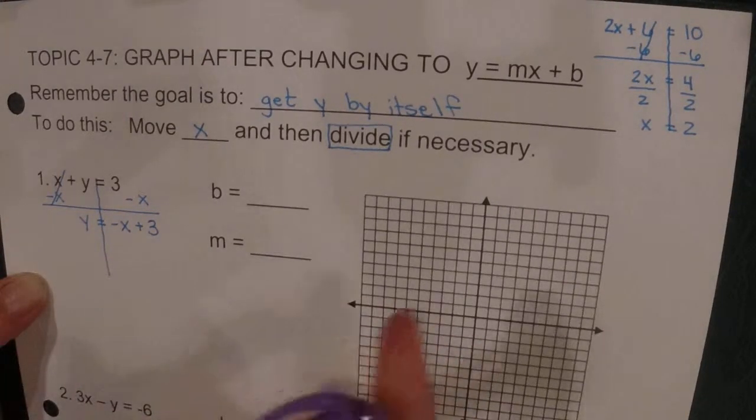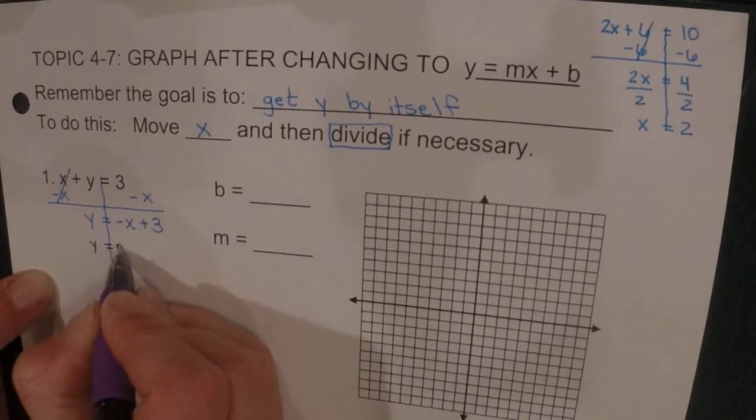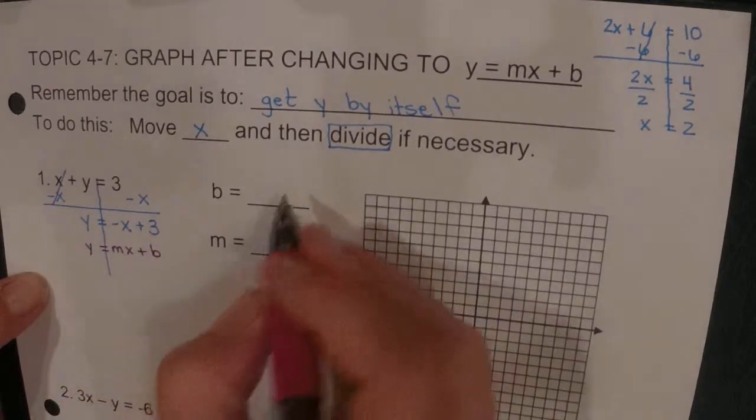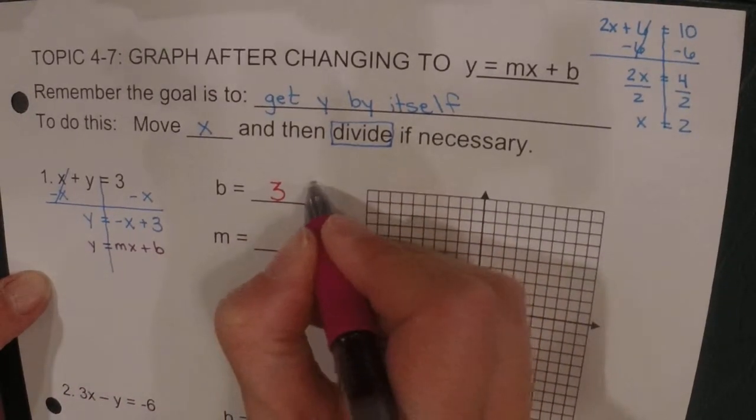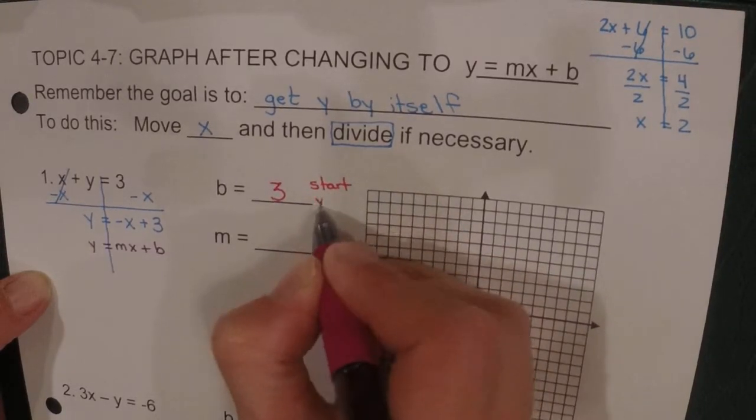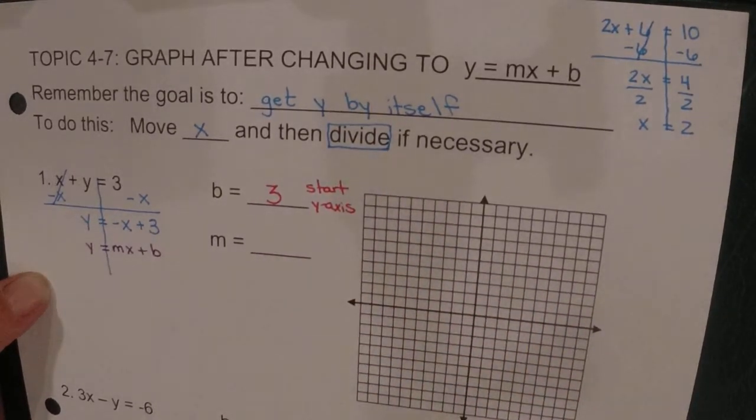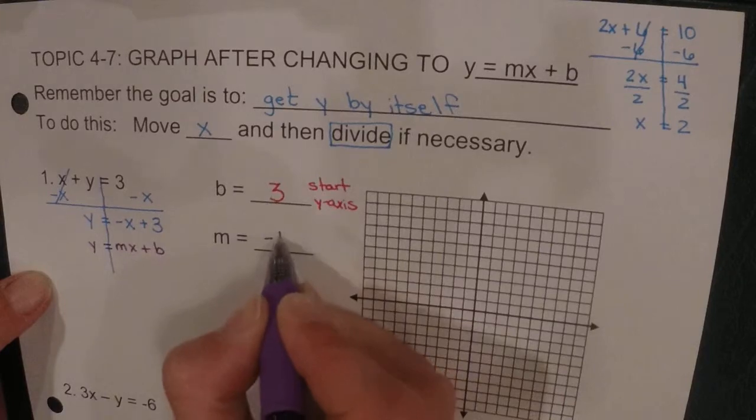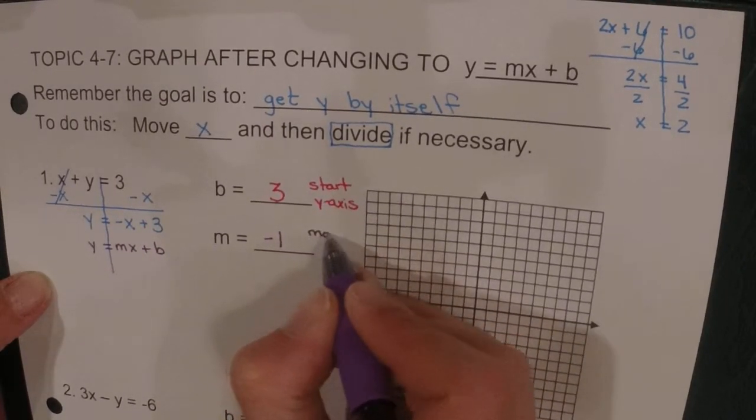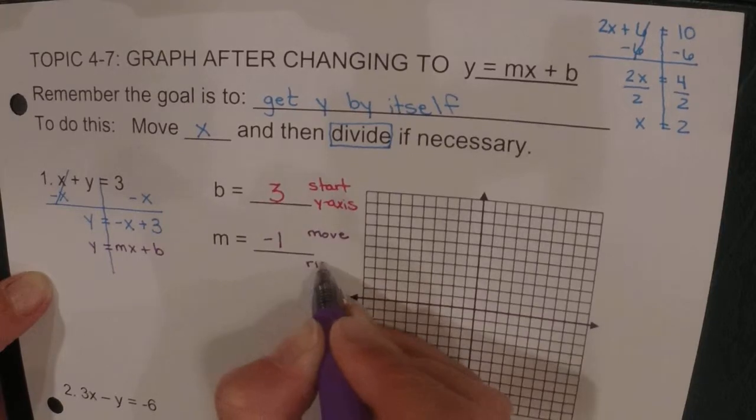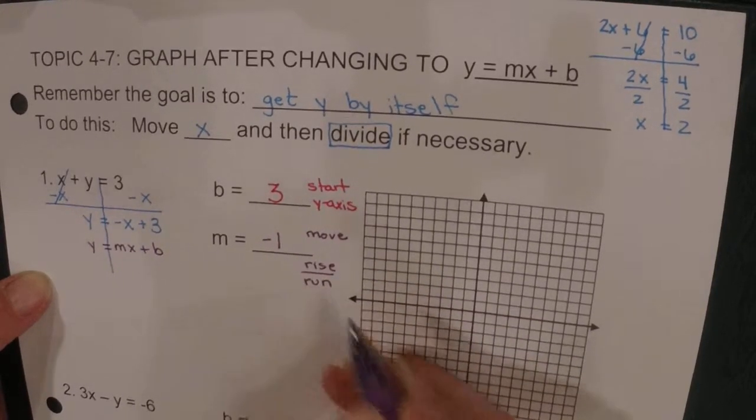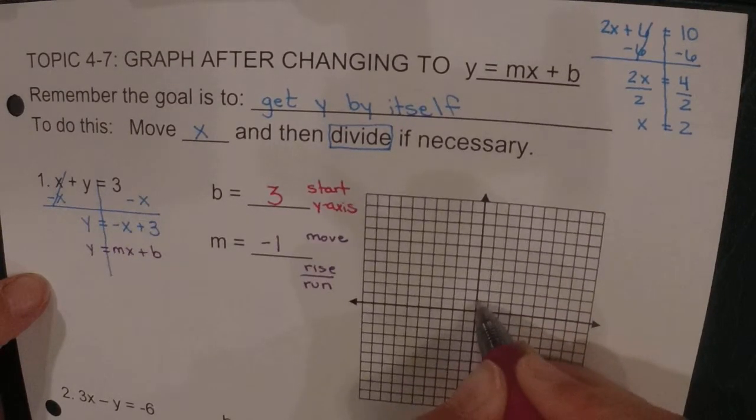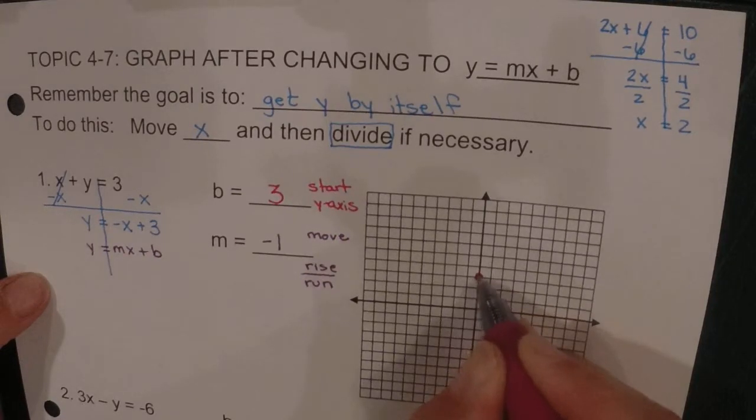So if this is your y equals mx plus b, I can now pick out my pieces. So my b is going to be 3, and again, this is where I start, and it should be on the y-axis. The m is where I move, and in this case it is negative 1. And remember, this is where I move, and it's always based on rise over run, which you guys have done a lot with now. So if I graph, I'm going to start at 3, up 1, 2, 3, and I'm going to put a point.